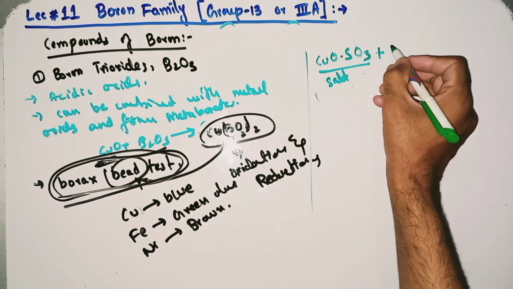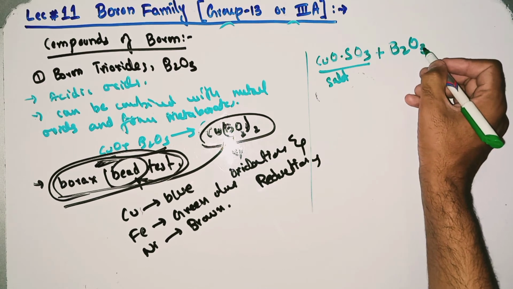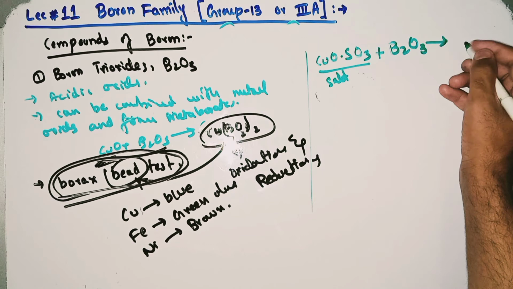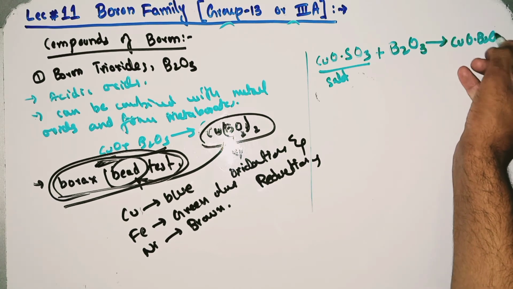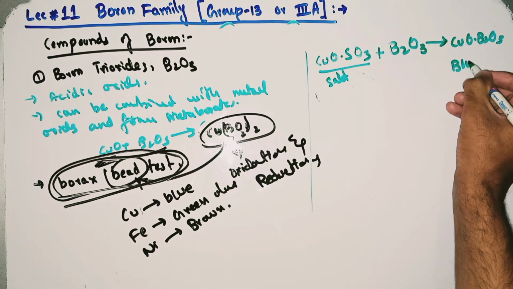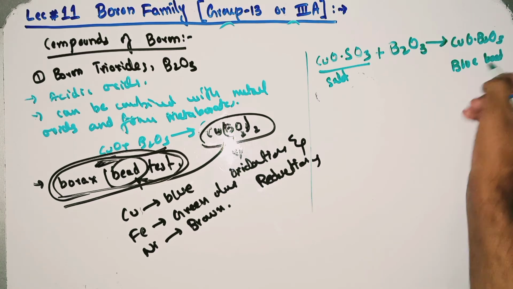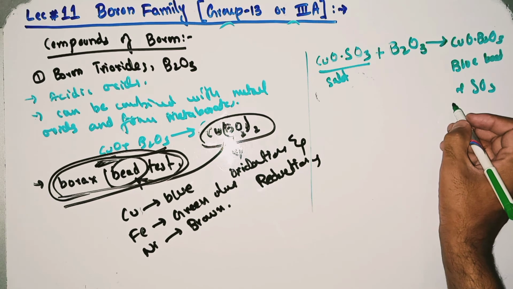When copper sulfate is added to boron trioxide or boric anhydride, it will produce a blue bead of Cu(BO2)2, which is its nature. This color will be a blue bead. Sulfur trioxide will also be produced.